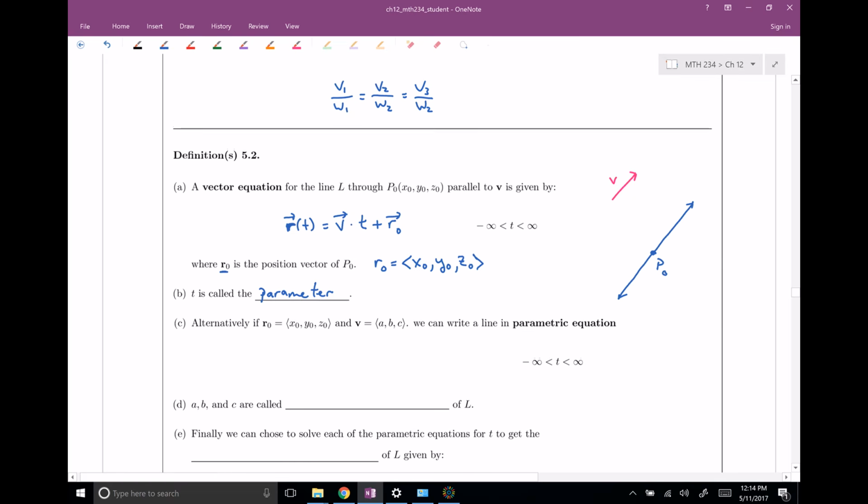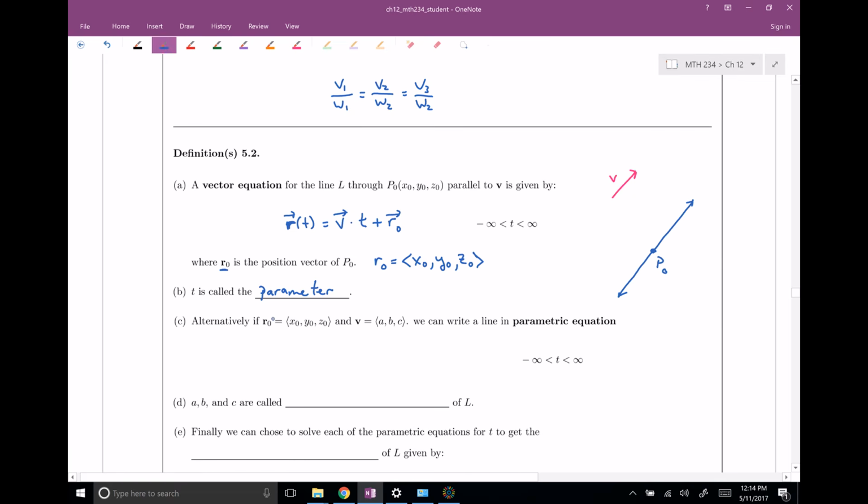And then alternatively, there are different ways that you can talk about this. So again, if this position vector of P, r naught, is equal to x naught, y naught, z naught, and we know even the components of v, a, b, and c, then we can write a line in parametric equations. So we have a parameter, and we can talk about parametric equations. And this is going to be equal to, so here is our line equation right here. If you were to just distribute this all out, we're going to have at plus x naught, bt plus y naught, and ct plus z naught. There we go. So these are the parametric equations.